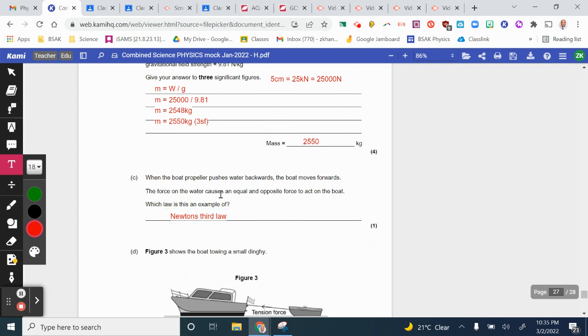So the force of the water causes an equal and opposite force to act on the boat. Which law is this an example of? It's Newton's laws, and it is the third law in specific, where every action has an equal and opposite reaction.